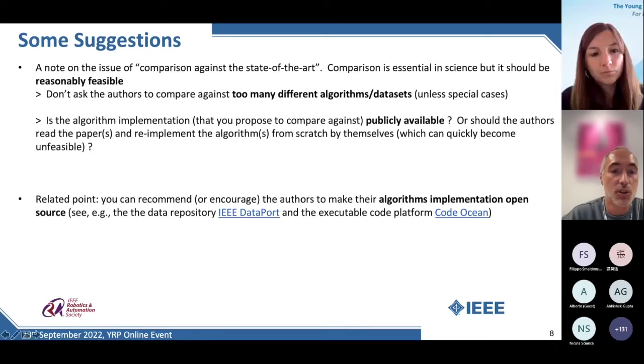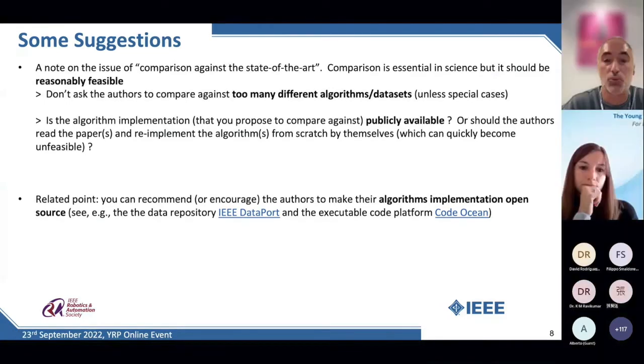Okay? So on a related point, when you talk about this stuff, you can also, on the other end, recommend the authors to make their implementation publicly available. There are tools out there, also managed by the IEEE, for managing open source code and data sets. So you can for sure encourage the authors to take a step forward in this direction.